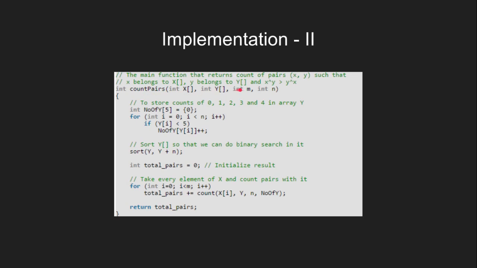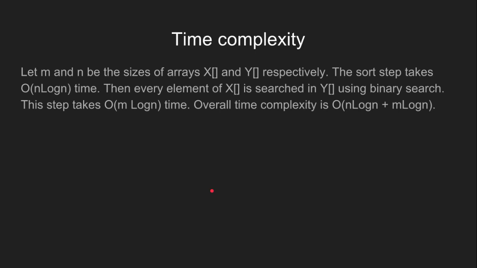This function counts the total number of pairs. First, we store the count of 0, 1, 2, 3 and 4 which have exceptions. Then we sort the array y according to the algorithm. At last, we count the number of pairs for all values of x using a simple for loop and the function we just discussed. Let's discuss the time complexity of this problem.